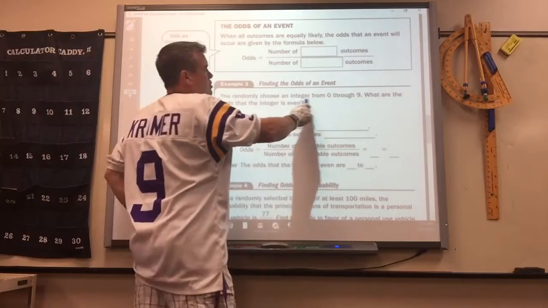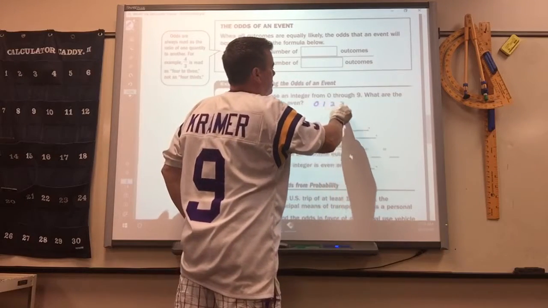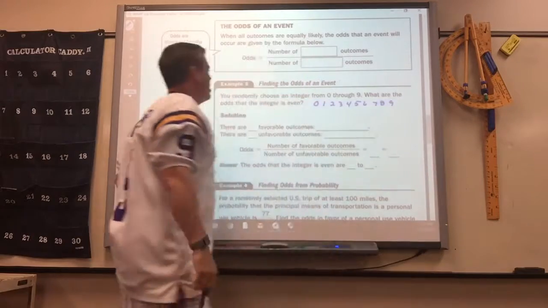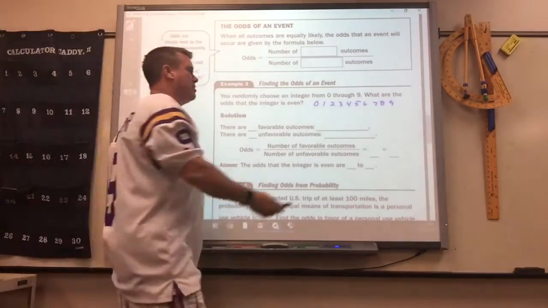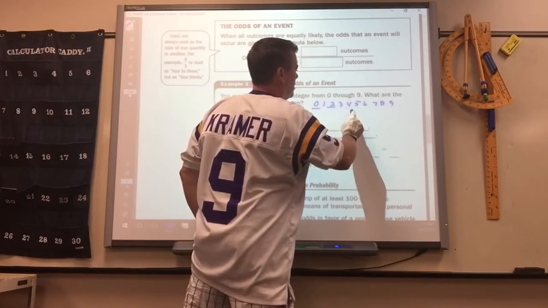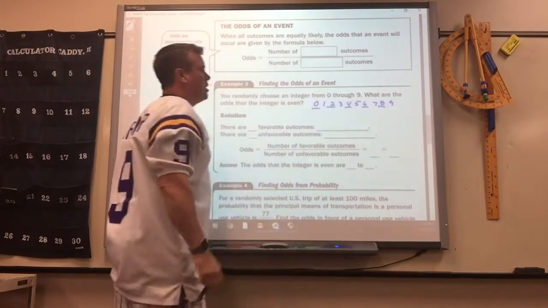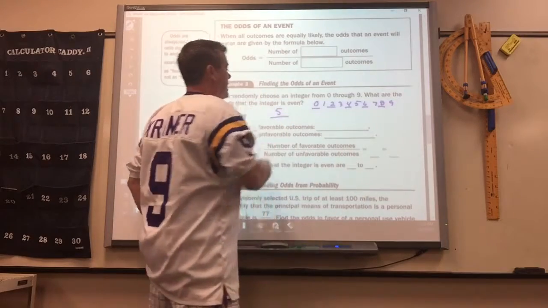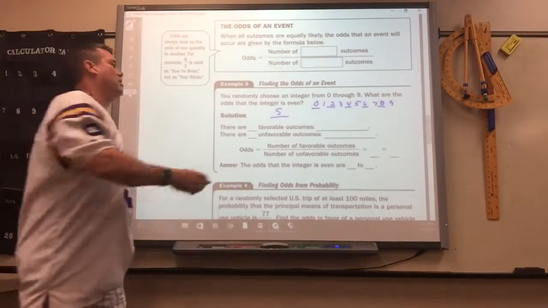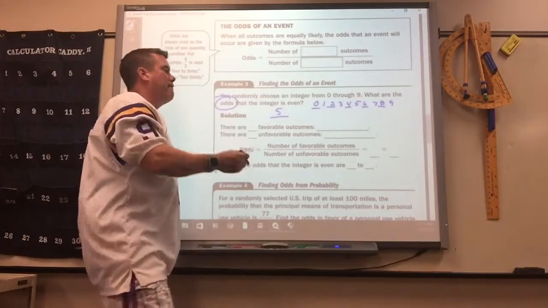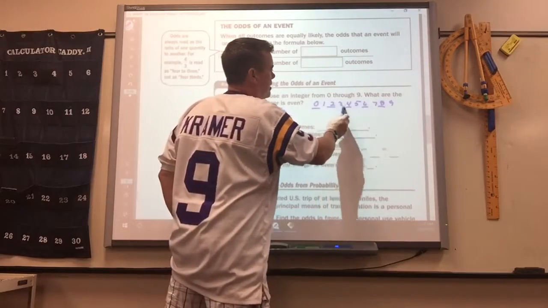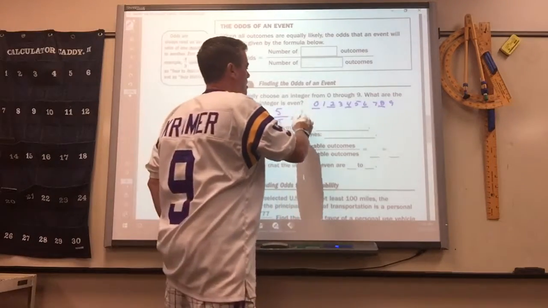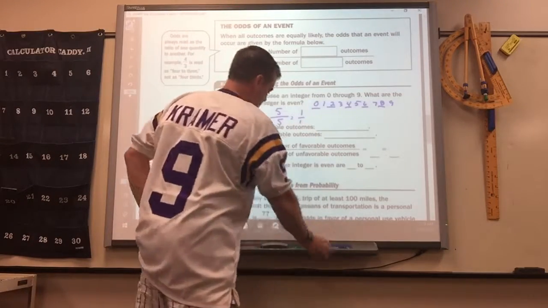So you randomly choose an integer from 0 to 9. What are the odds the integer is even? So there's 1, 2, 3, 4, 5 evens. And then what would the bottom number be for odds? 5. Because there's 5 that are not even. 5 to 5, or you could write it as 1 to 1.